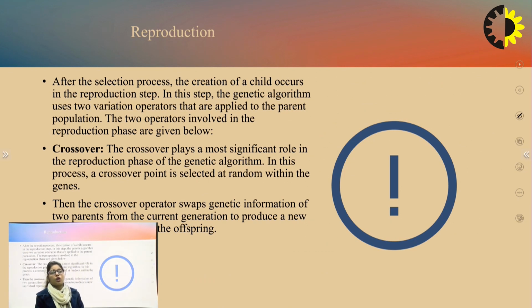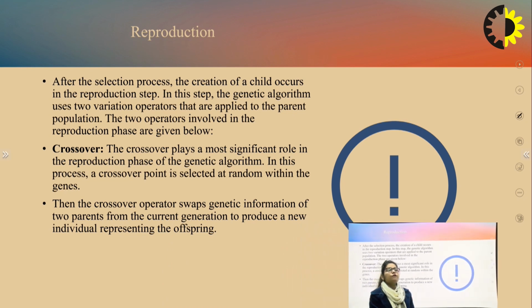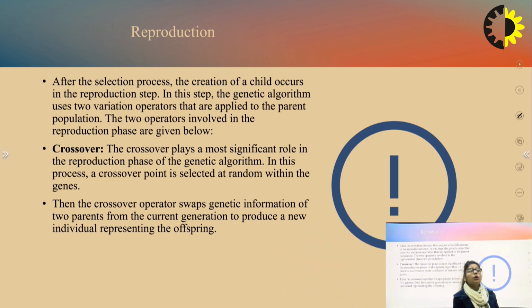Third is reproduction. After the selection process, the creation of a child occurs in the reproduction step. In this step, genetic algorithms use two variation operators that are applied to the parent population. The first is crossover. Crossover plays the most significant role in the reproduction phase of genetic algorithms.